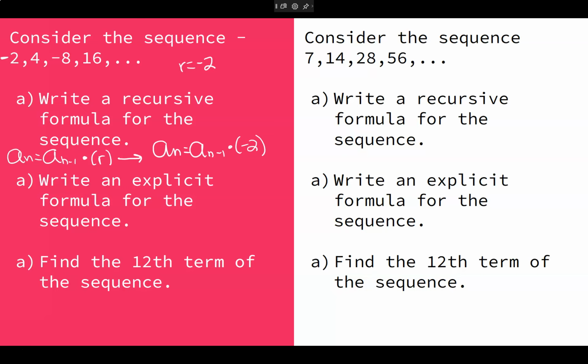All right, write an explicit formula for the sequence. So we already figured this out. That means I can use my first term, multiply it by the ratio raised to the n minus 1 power. Okay, well, do I have my first term? I haven't identified it yet, but it is there. What is it? It is -2. Good. Our first guy is -2, times my ratio, which is also -2, raised to the n minus 1 power.